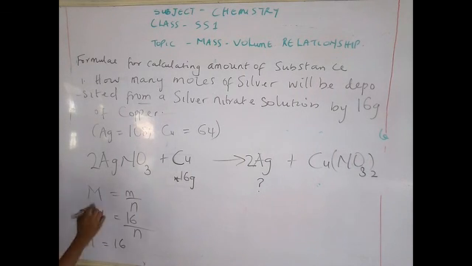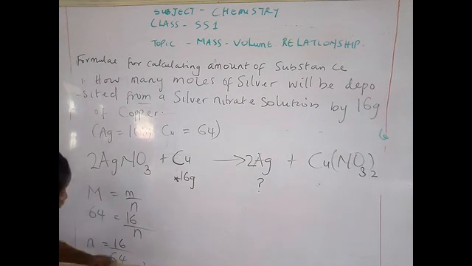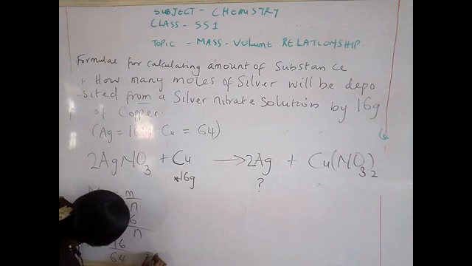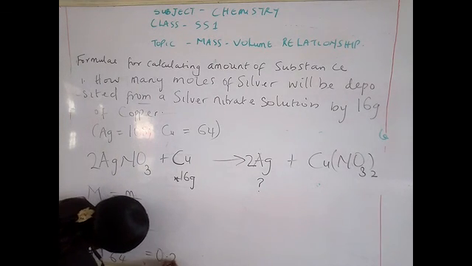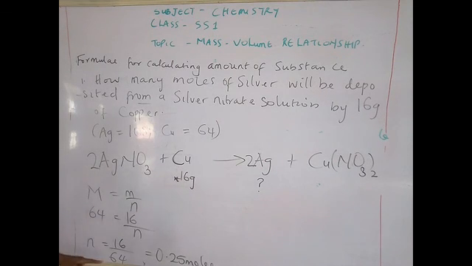So the amount of copper, we are concerned with copper now. The amount of copper will be 16 all over 64. And when you calculate this properly, it's going to give you 1 over 4, which is 0.25 moles. So we have 0.25 moles of copper.